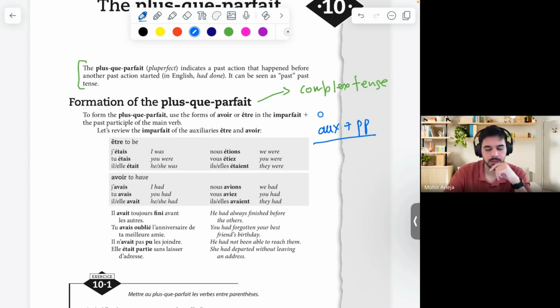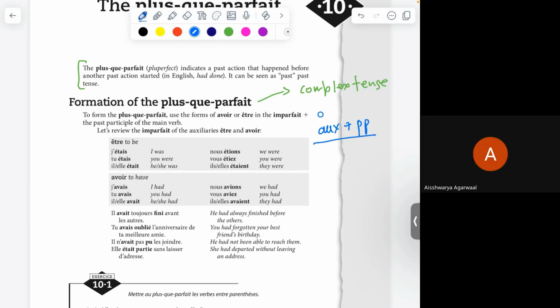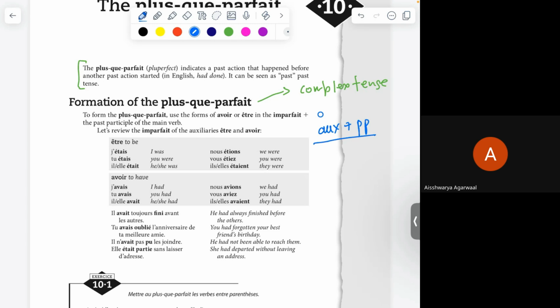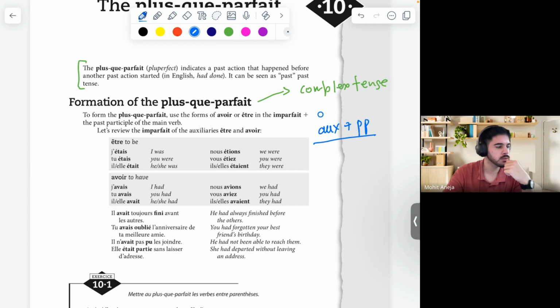Very good. And Aishwarya, what's the conjugation of avoir in future simple? J'aurai, very good. J'aurai, tu auras, elle aura, nous aurons, vous aurez, and elles auront. Very good.